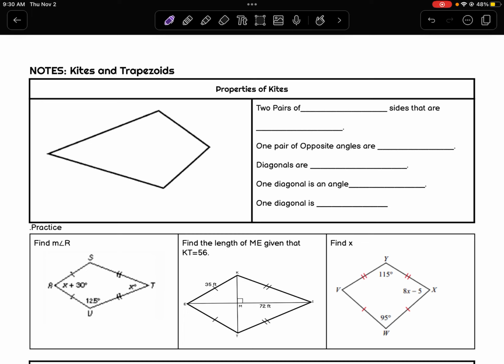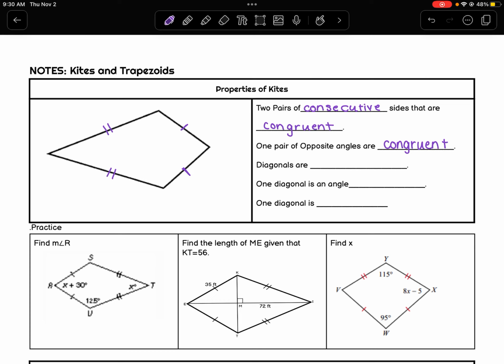Our notes yesterday. What is a kite? A kite is a quadrilateral with two pairs of consecutive sides that are congruent. And so in this kite right here, this side is congruent to that side. And in a kite, one pair of opposite angles are congruent.